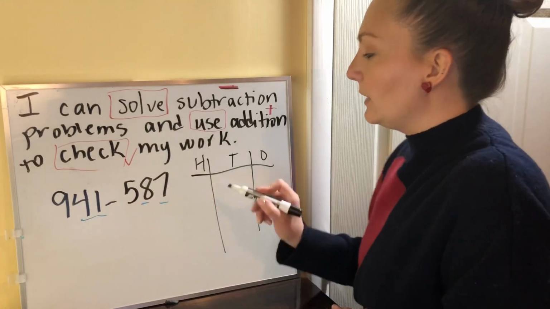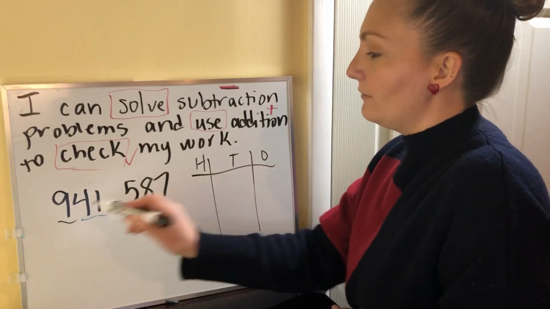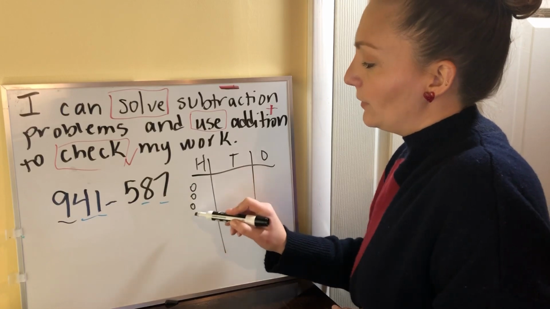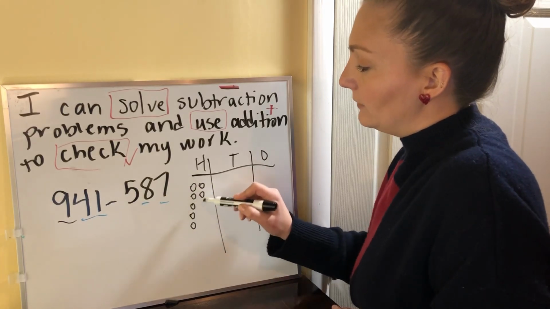So I'll start by putting my big number in here. So how many hundreds should I have? 1, 2, 3, 4, 5, 6, 7, 8, 9.